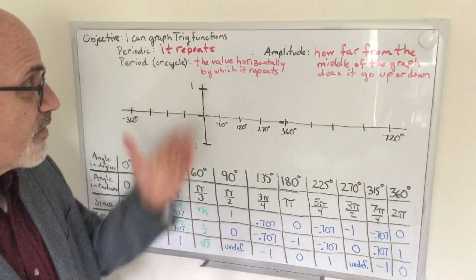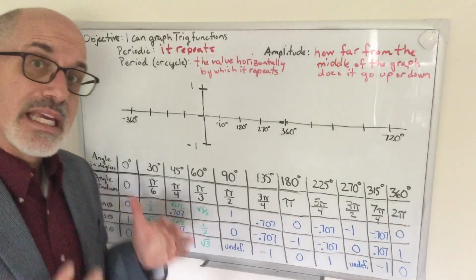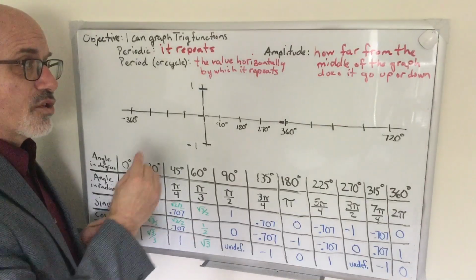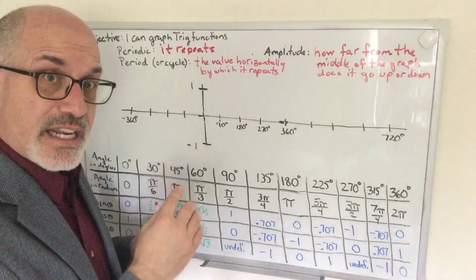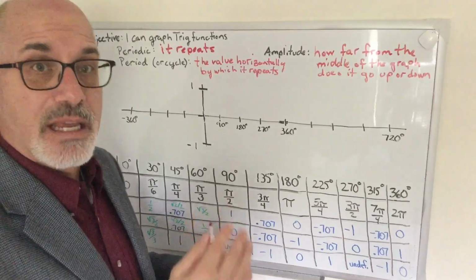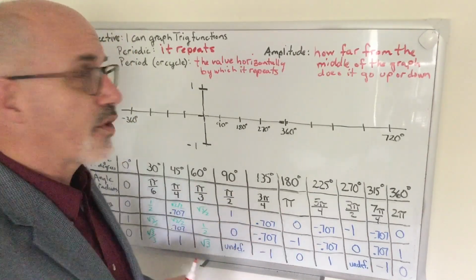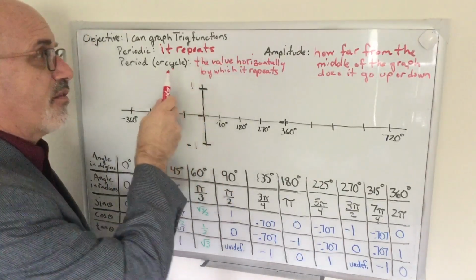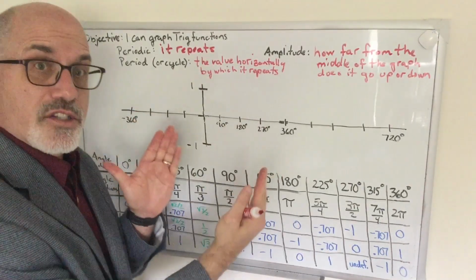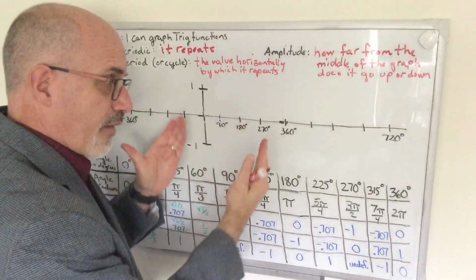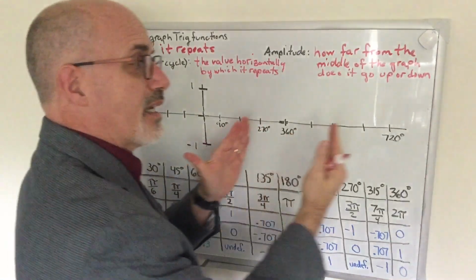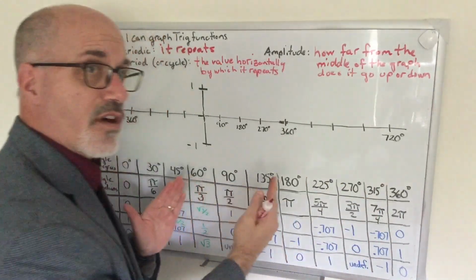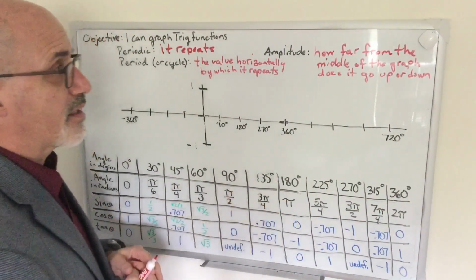So first of all, let's define some terms. Periodic means, if a function is periodic, it means it repeats. What we're going to see is that as you go horizontally, you graph it, and then it's going to start repeating the same graph over and over and over again. Now the period, or we sometimes call it the cycle, is that value horizontally by which it starts repeating. So if after 360 degrees, it repeats again by the time we get out to 720, then it's got a period of 360, because that's how far until it starts repeating itself again.